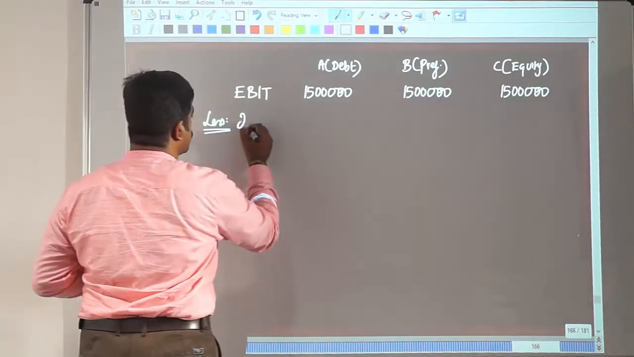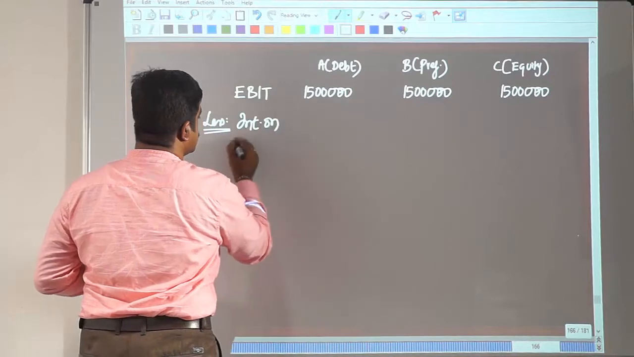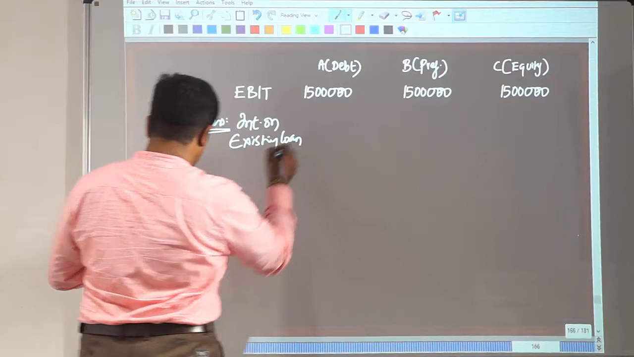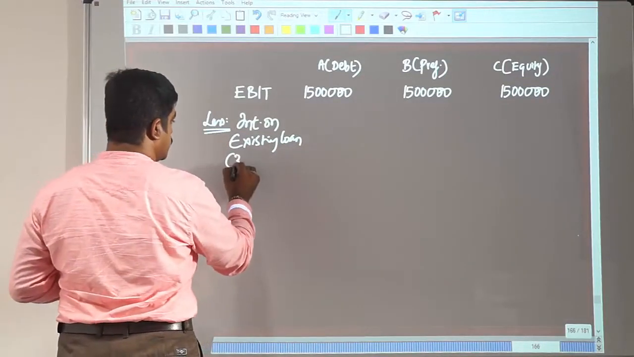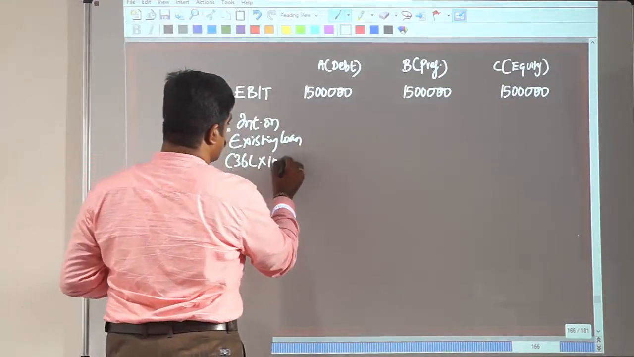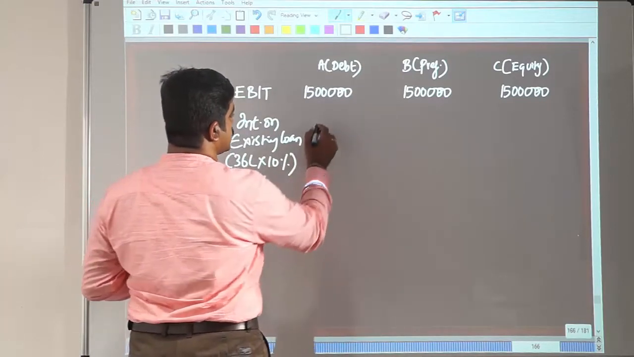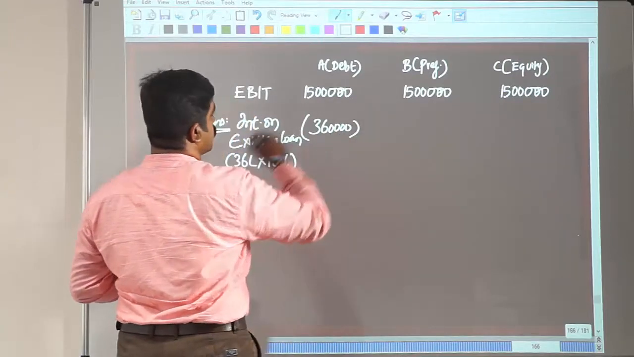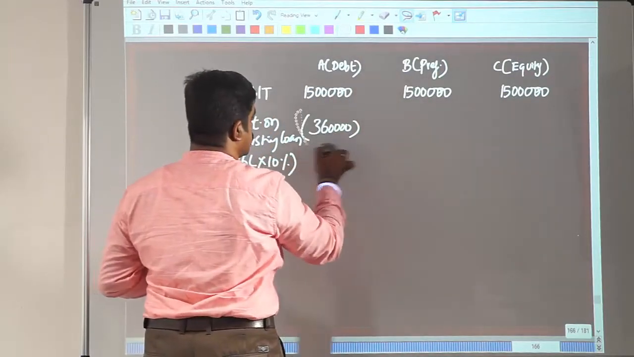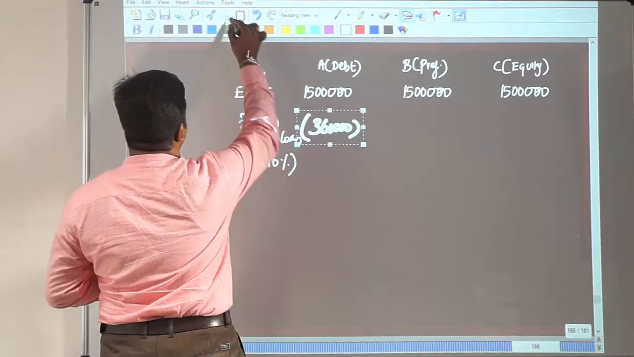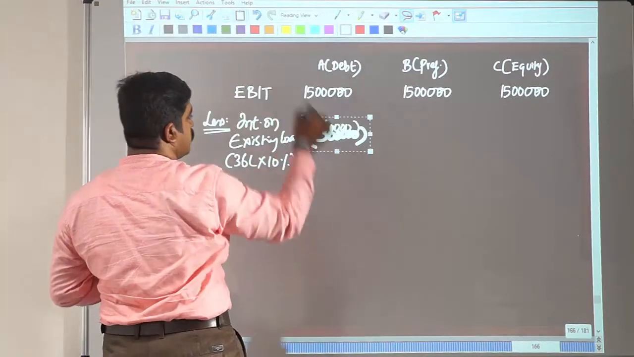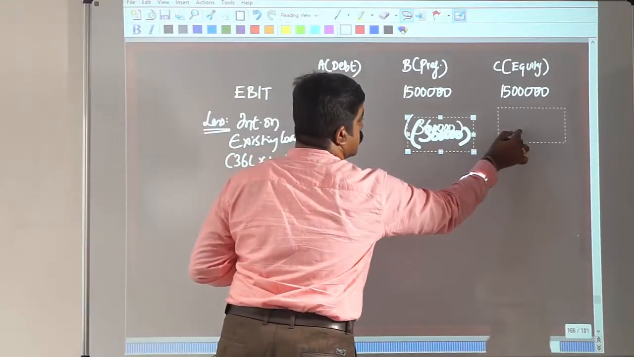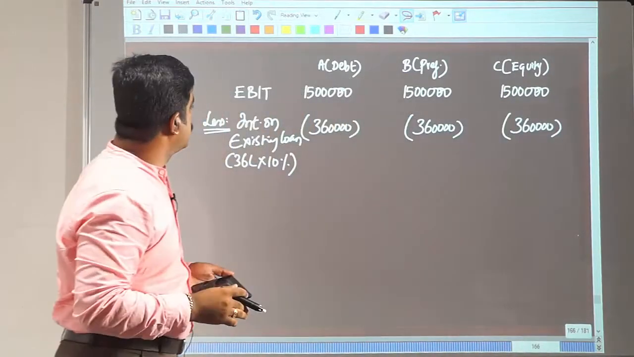So less interest on existing loan, it is 36 lakh into 10%, and it is going to be 3,60,000. And this is common for all the three options. Okay, so let me just select this because it is common for all the three. So I'll copy and paste this. So in all the three options I have this.